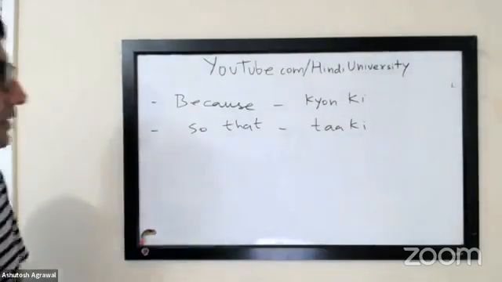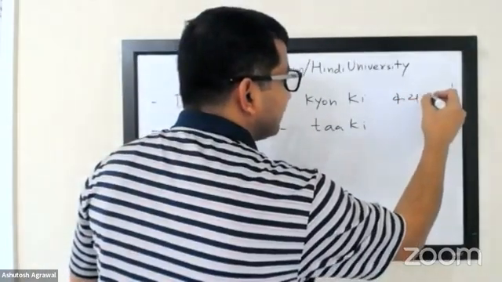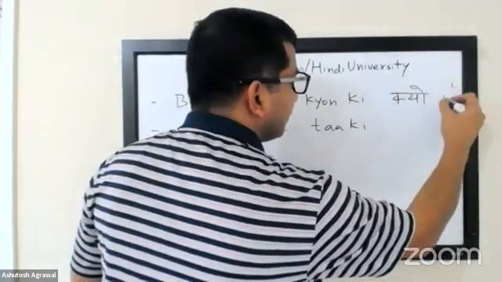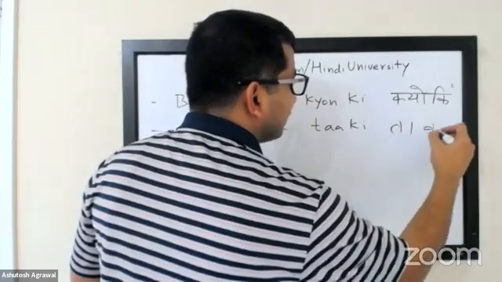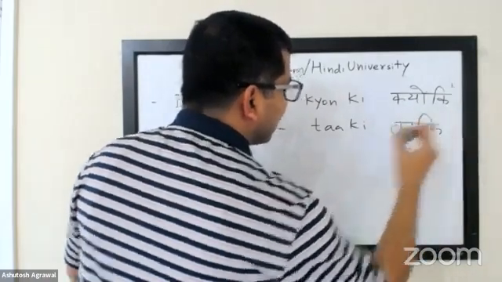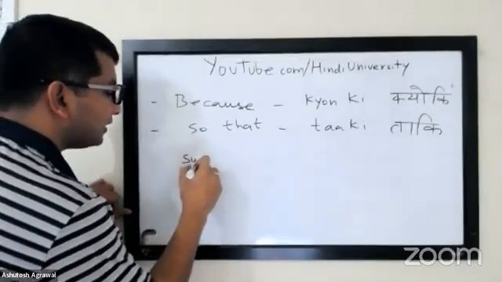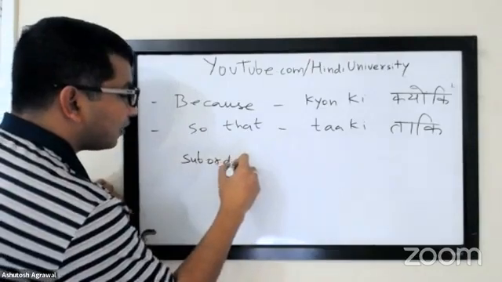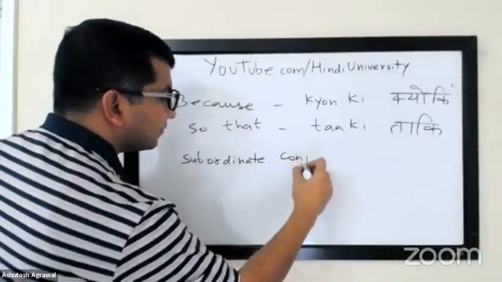Okay, so let's see. First one you have is you have a half ka, you have a ya with o, kyon, and then ki, kyonki. Then you have a ta, and you have a ha with taki. Okay, both of them are known as subordinate conjunction.